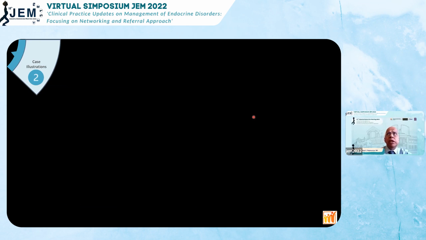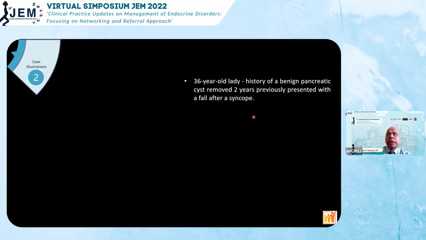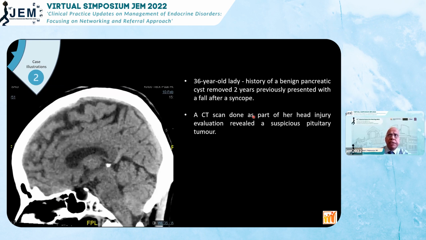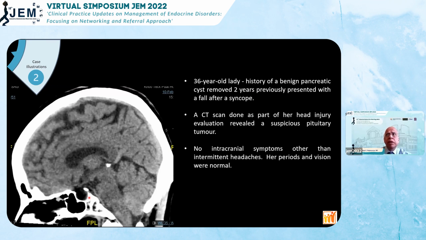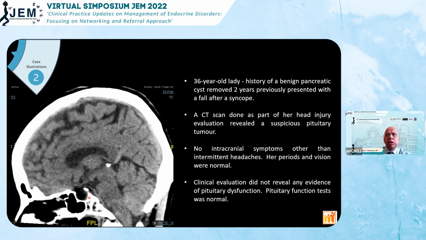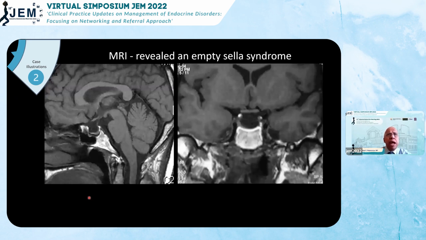Case 2 was a 36-year-old lady who had a CT scan because she had a syncope, she had a fall, they were worried about head injury, and it was reported as a suspicious tumor. It was not to be. She had intermittent headaches, periods, vision normal. She had normal pituitary function, and this was an MRI, which confirmed she had empty Sella.